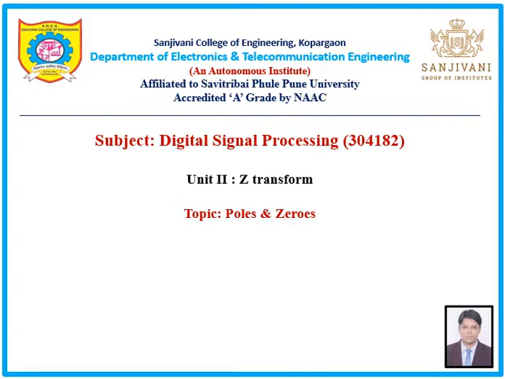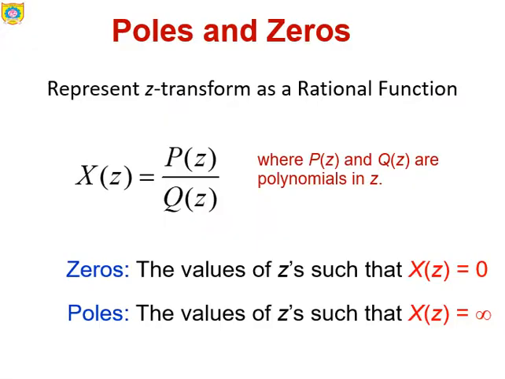Let's see the topic, that is poles and zeros. So what is exactly the definition for poles and zeros? When we discuss poles and zeros, we should understand what exactly the definition for zero is, why it is zero only, and why it is pole only.